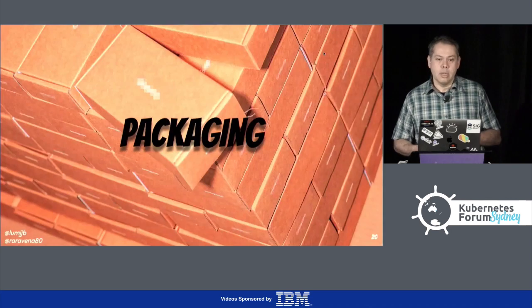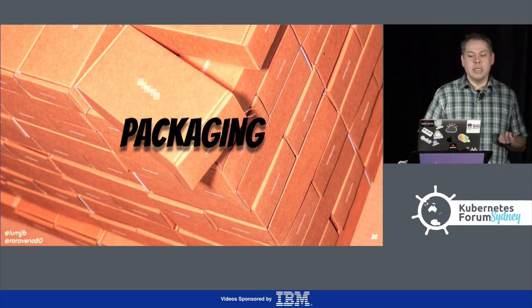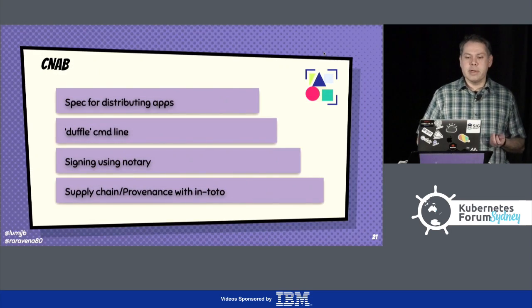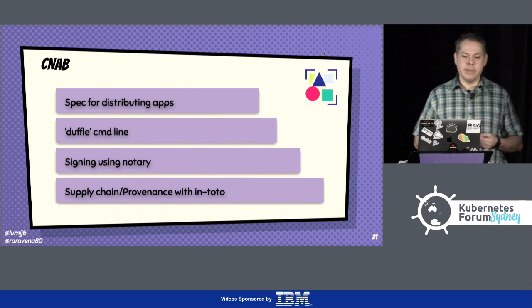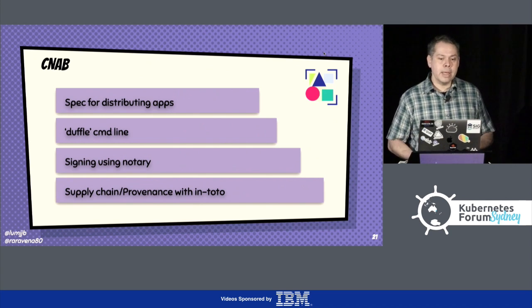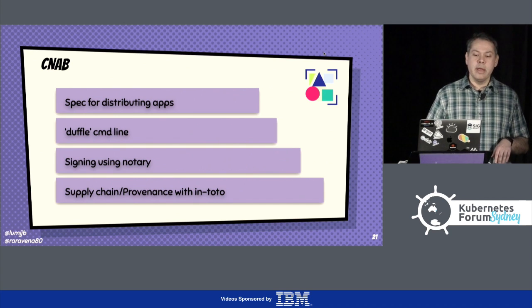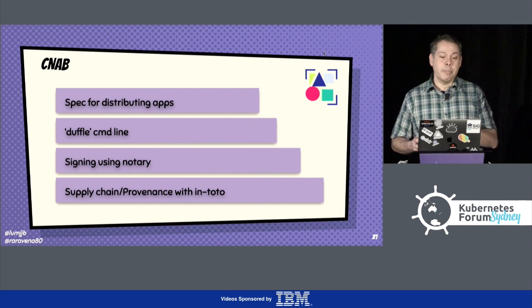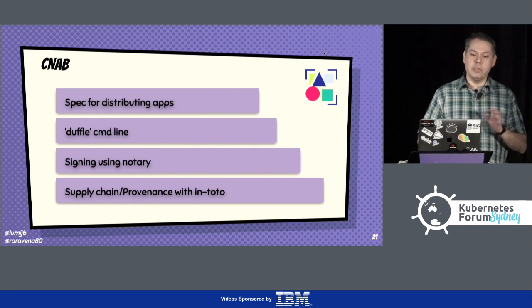So now let's talk about packaging. So there are a couple of tools that were in some talks before this one. One of them is CNAB, and it's basically a way to distribute your applications. It has its own command line. You can add security using Notary by signing the metadata, and then you can provide that provenance, meaning know where that package comes from, using a tool like in-toto.